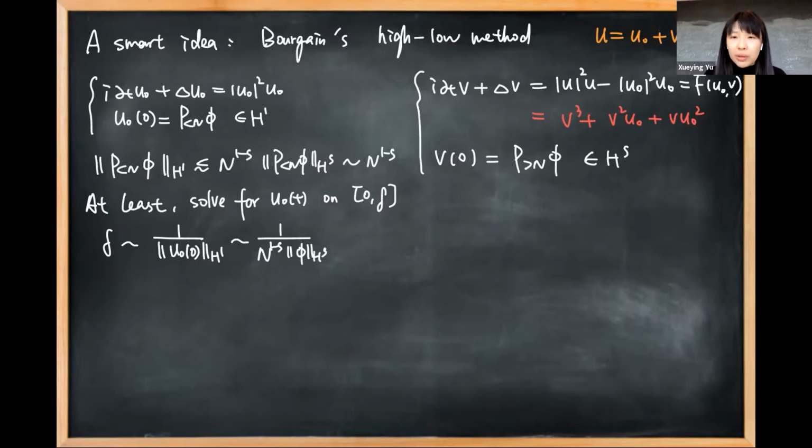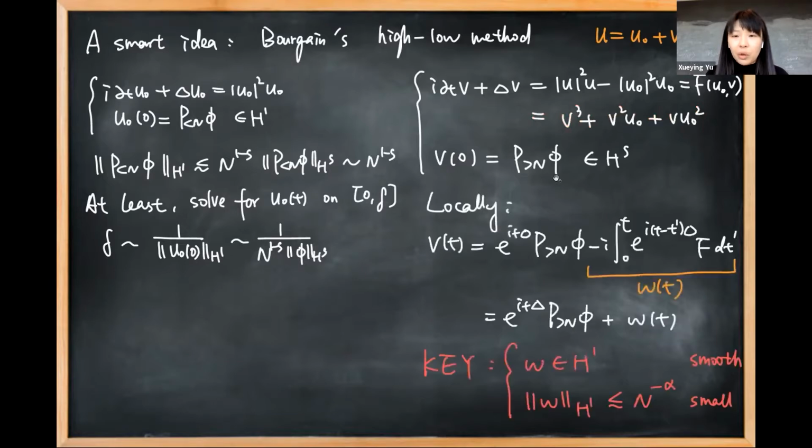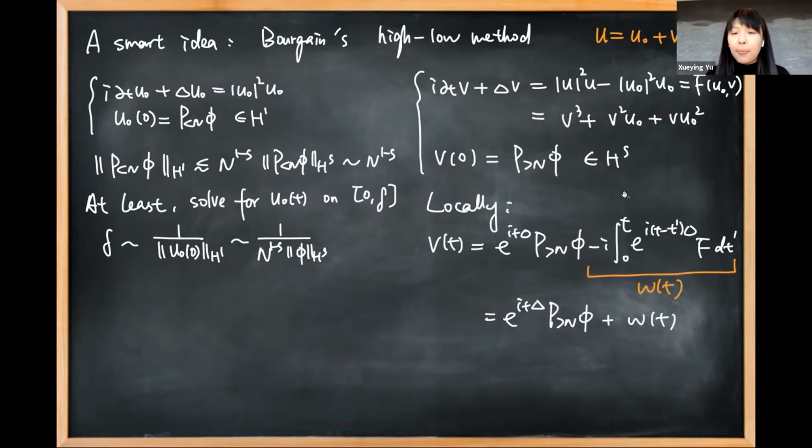So what happened with this other half? We really need to have a good understanding of this function V to be able to iterate. First, we write this equation as an integral equation, where you use the Duhamel formula: the solution is the sum of a linear term plus a Duhamel piece.